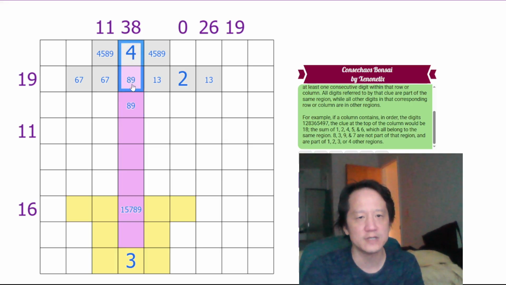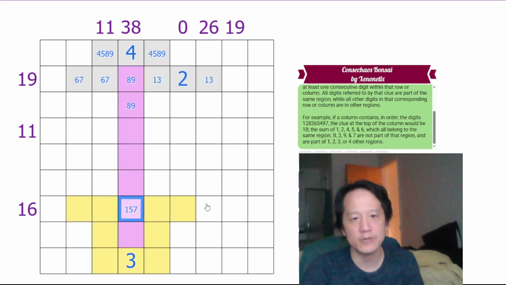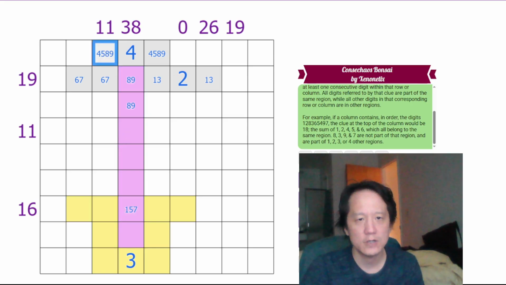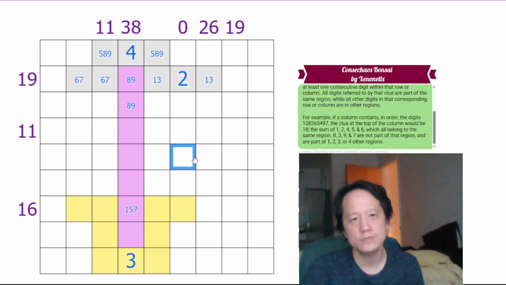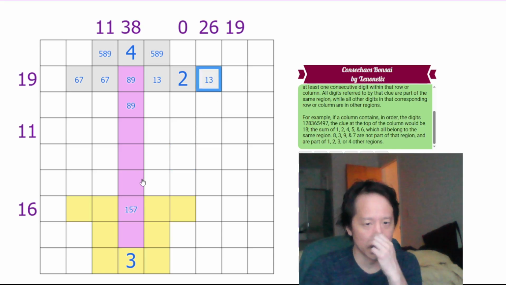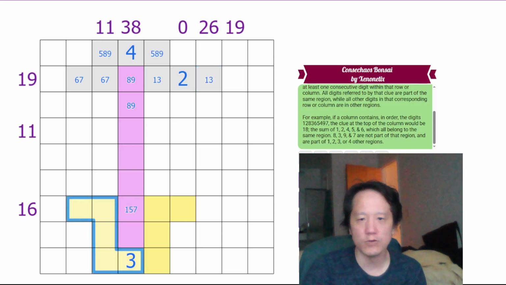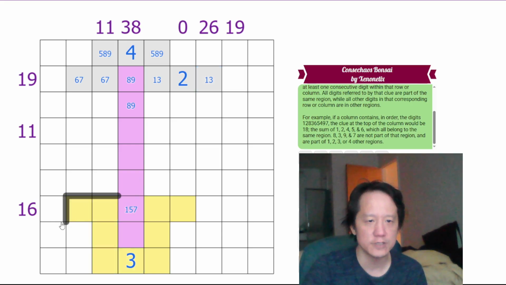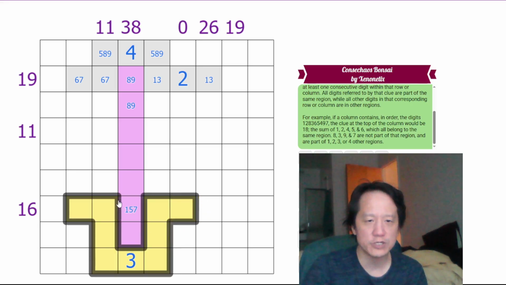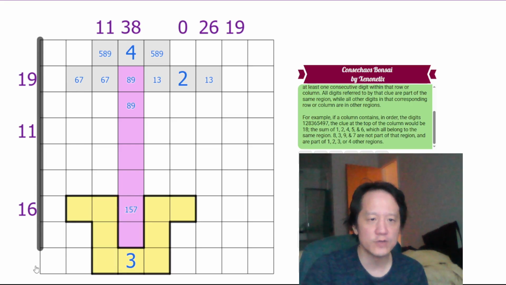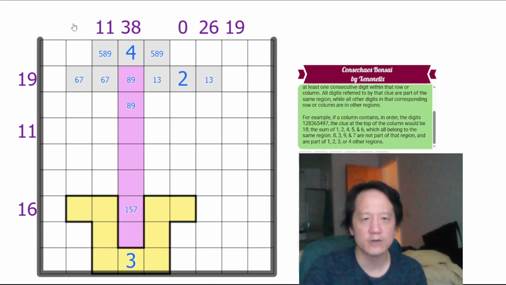Cannot be 5 because it can't be consecutive with a 4. That eliminates 8 and 9 here. This can't be 4, obviously. This is 1, 2, 3, 6, 7. The yellow is all done. So this is guaranteed region here. Let's fill out all the rest of the outside of the grid.